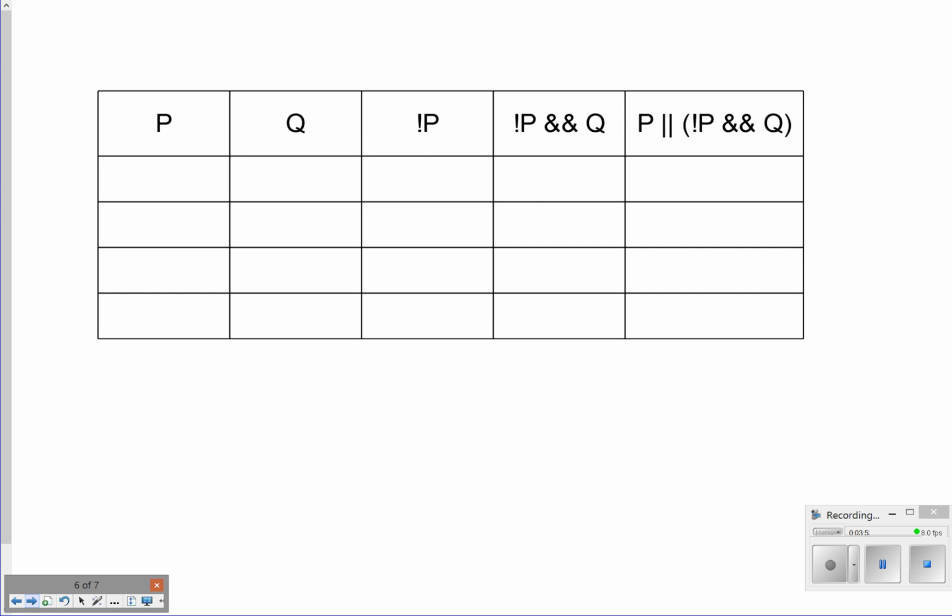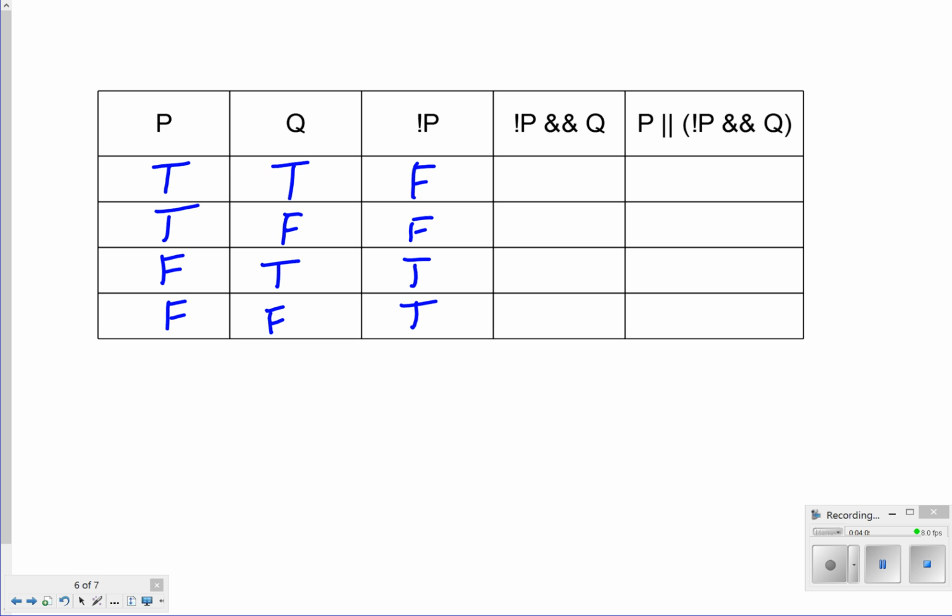All right, so again, let's go through all the possible combinations: true, true, true, false, false, true, false, false. Not P, so that's going to be false, false, true, true. This next one, not P and Q. I'm looking at these two columns, applying an and to them: false, false, false, false, true, true, true, false or true, false.